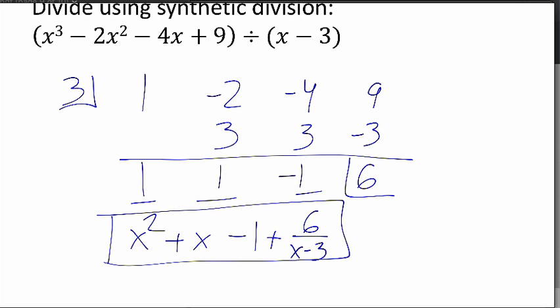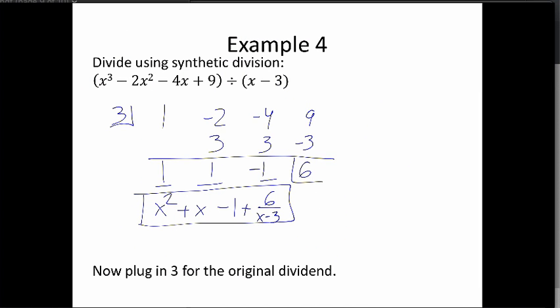Now the bottom part says the same thing as we did in the previous page, this time plugging in 3. So we're asked to plug in 3 into the original dividend. So we got 3 to the third minus 2 times 3 squared minus 4 times 3 plus 9. 3 cubed, 27. 3 squared is 9, so 2 times 9 is 18, negative 18. 4 times 3, so we got minus 12, and then plus 9. 27 minus 18 is 9, minus 12 is negative 3, plus 9 is 6.